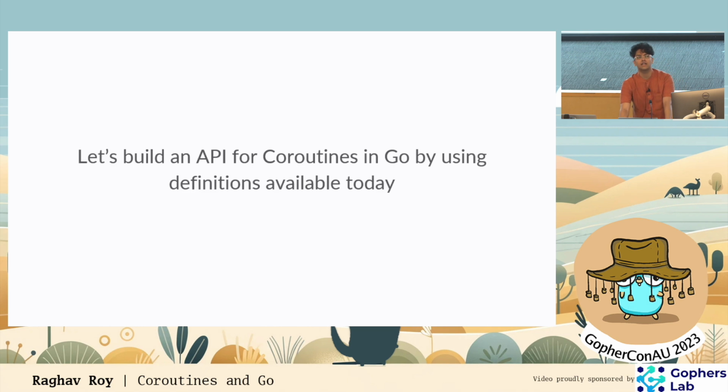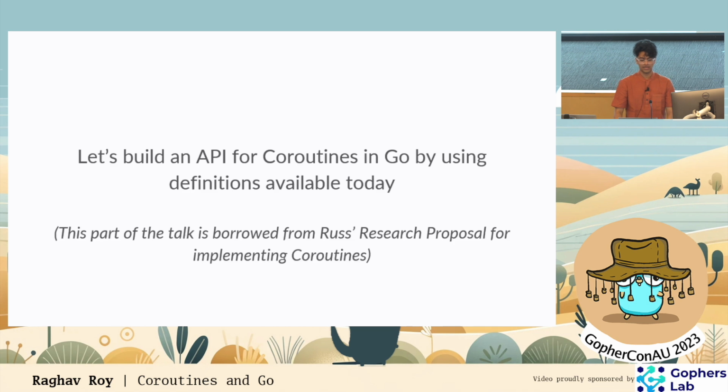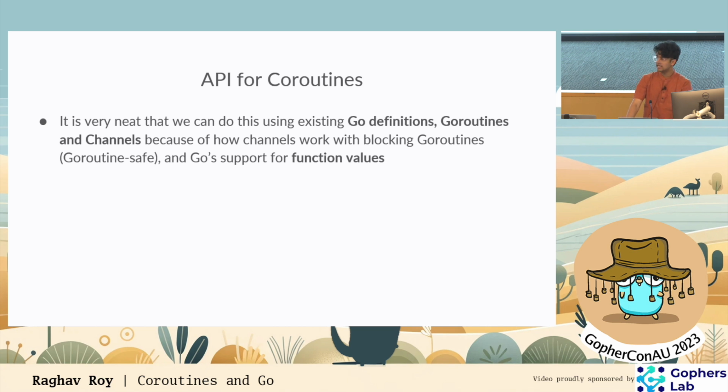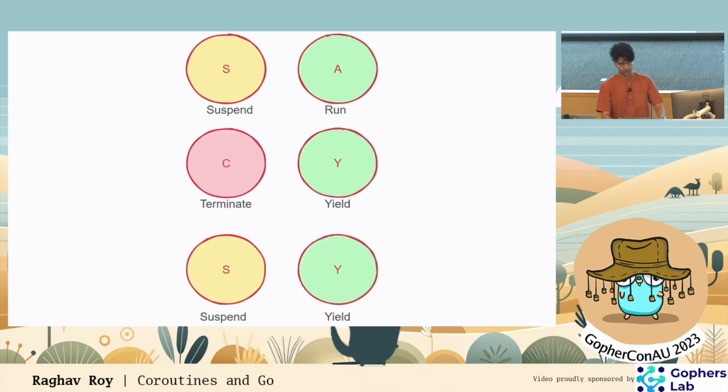So yeah, let's start building an API for coroutines in Go using the definitions that are available today. A lot of the talk is borrowed from Russ's proposal for implementing coroutines, so if you have questions, you can reach out to him. You can reach out to me as well. It's very neat that you can do this using existing Go definitions. You have your Go routines and channels, how channels work with blocking Go routines, and also Go support for function values. And that's all we see over here.